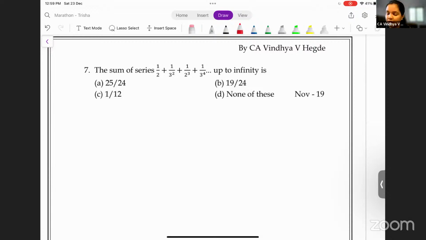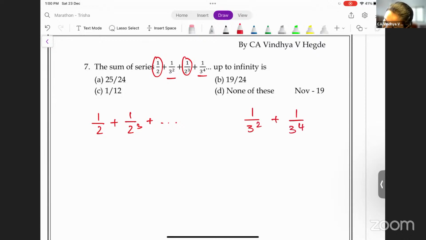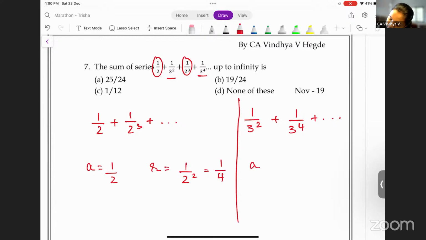So what you have to do here is observe this very carefully. There are two sequences here. The first one is 1 by 2 plus 1 by 2 cube and so on. And the second one is 1 by 3 square plus 1 by 3 to the power 4 plus so on. Okay. So here you get A as 1 by 2 and R as 1 by 2 square, which is 1 by 4. And here you get A as 1 by 9.